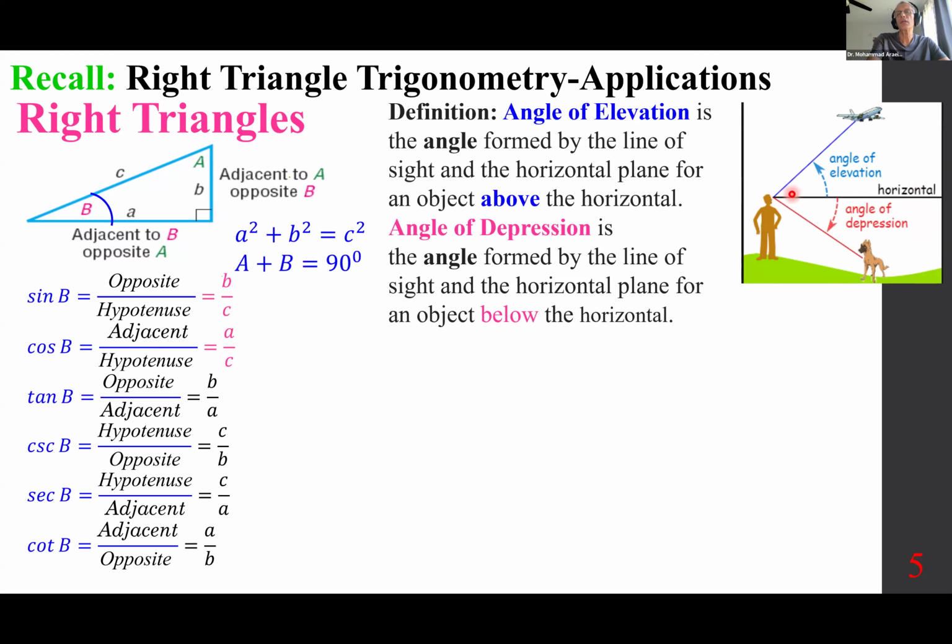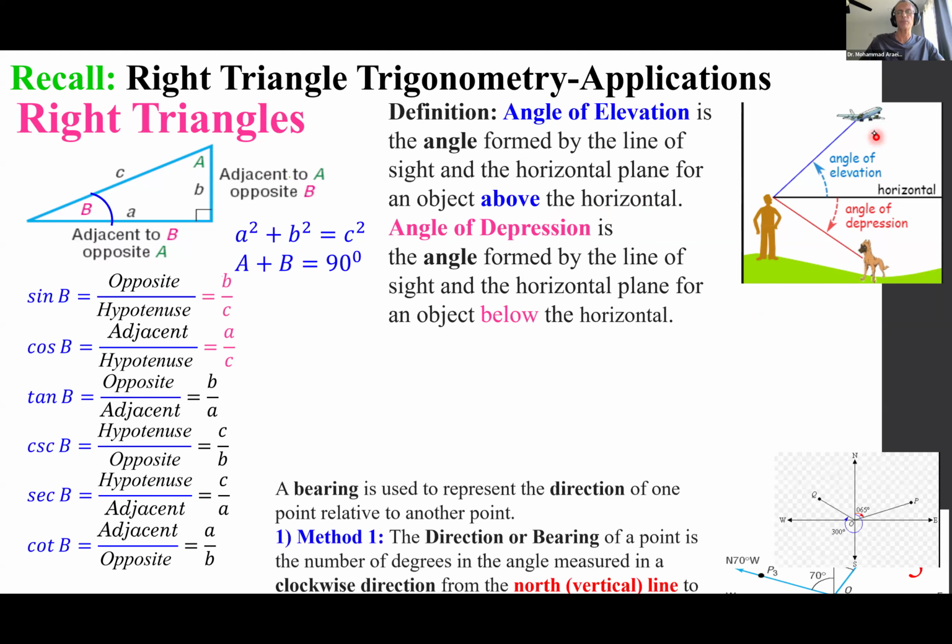Now, if this is the horizontal line or horizontal plane, the angle of elevation is basically looking up, the angle of depression is basically looking down. Definition: the angle of elevation is the angle formed by the line of sight and the horizontal plane for an object above the horizontal. The angle of depression is the angle formed by the line of sight and the horizontal plane for an object below the horizontal. So, angle of elevation versus depression.